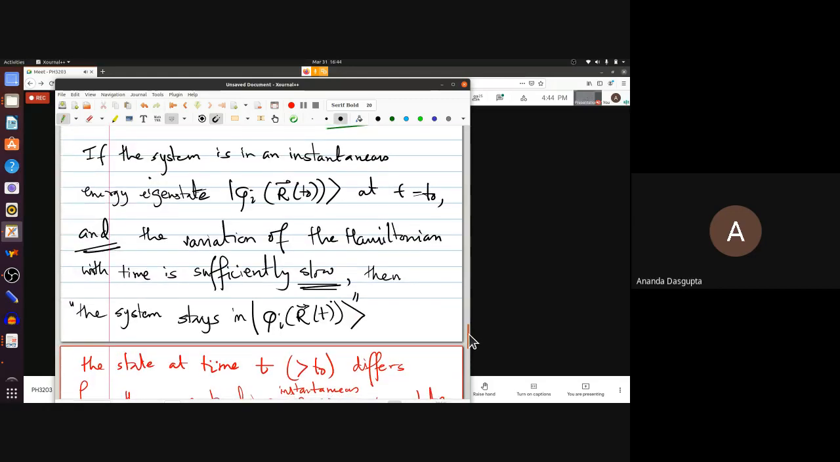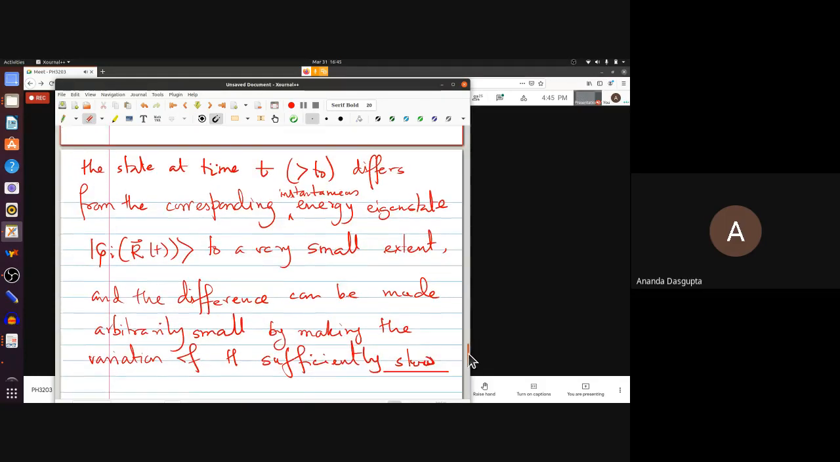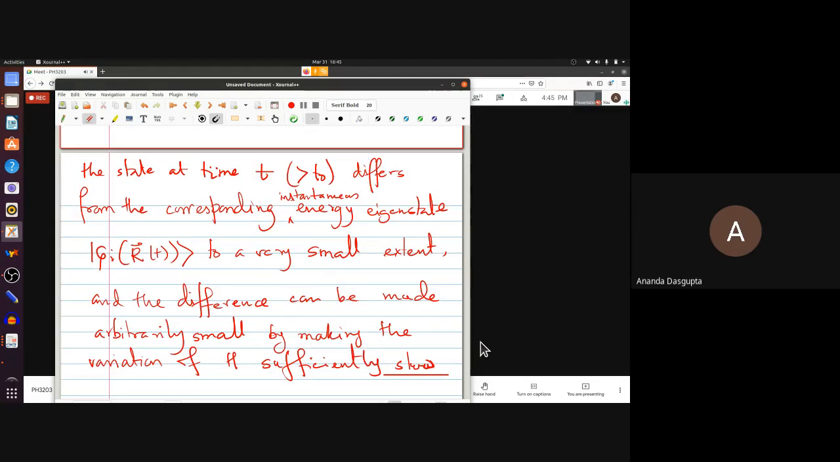Okay, the adiabatic theorem really starts here. It's a rather long statement. It starts here, and this was a loose way of saying this, you would just drop this whole thing. If the system is in an instantaneous energy eigenstate phi I r t0 at t equal to t0, and the variation of the Hamiltonian with time is sufficiently slow, then the state at time t differs from the corresponding instantaneous energy eigenstate phi I r t by a very small extent. And more importantly, you can make the difference between the state at time t and phi I r t as small as you want simply by making the variation of H sufficiently slow. This is what the adiabatic theorem states.